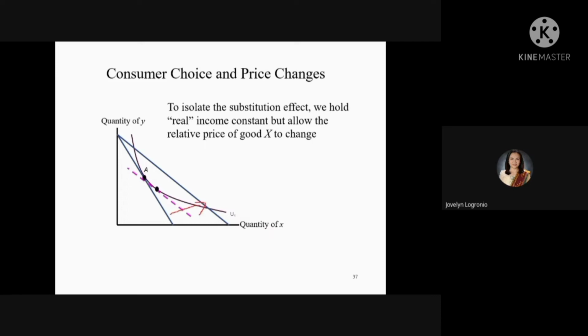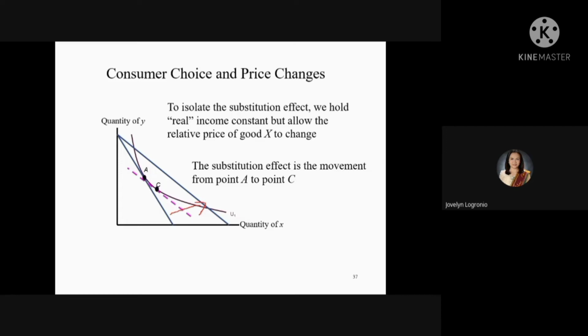Since good X now is cheaper, there's a tendency of the consumer to substitute or to consume more X rather than good Y. So from point A, the consumer will now choose bundle C, for example. So we'll denote that as bundle C. So from point A to point C, the quantity of good X at the new bundle is now higher compared to point A. This is now what we call the substitution effect.